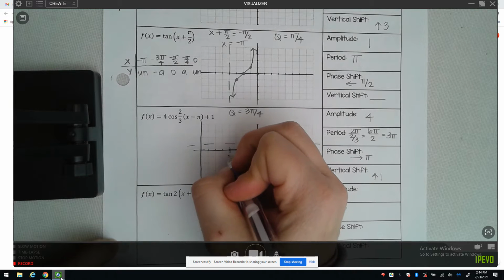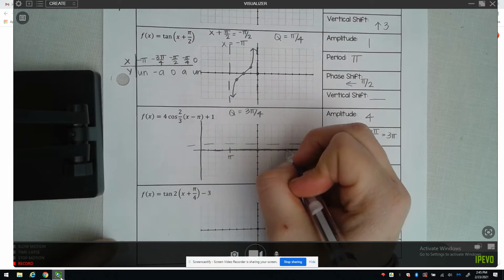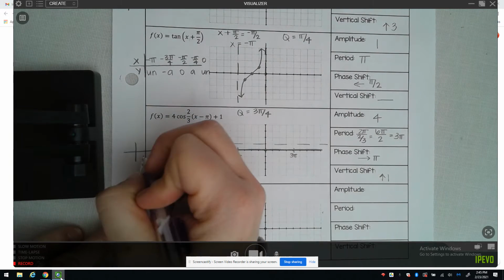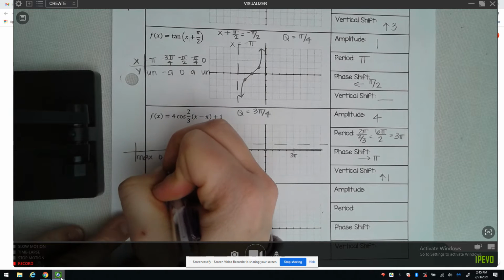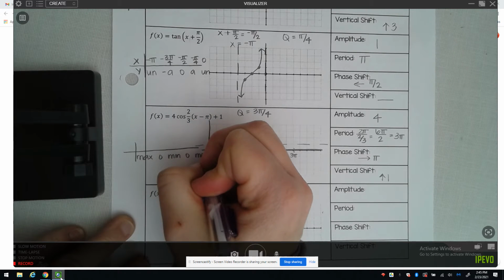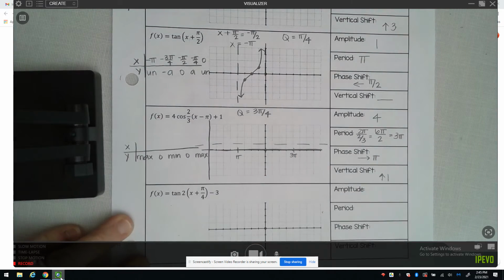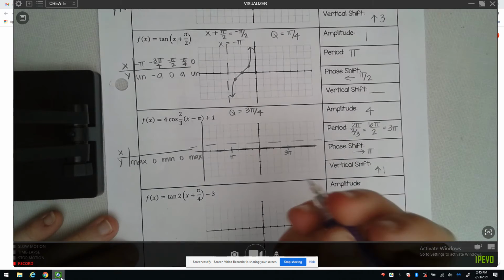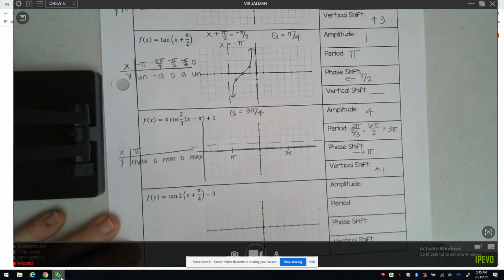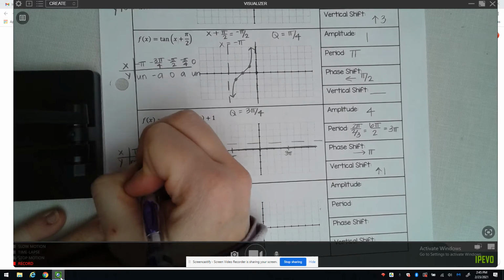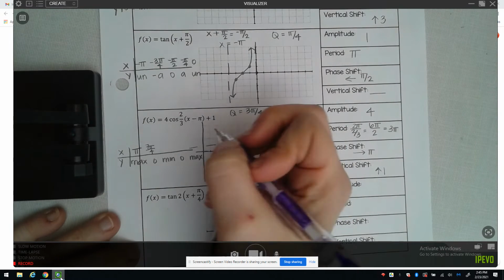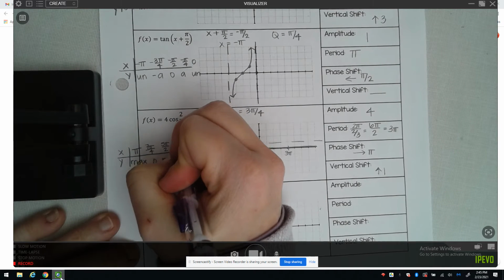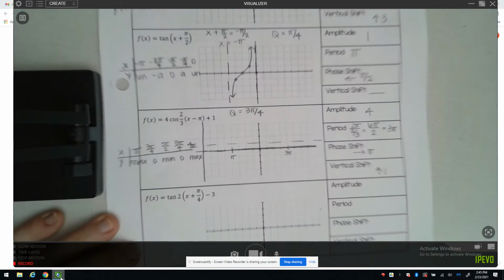Every 4 is a pi. So I'm going to do my little cheat: max, 0, min, 0, max. Now, for a cosine function, we usually start at 0, but I have a phase shift of right pi, so that means I'm going to shift it right pi units. I'm going to add 3 pi over 4, so this becomes 7 pi over 4, 10 pi over 4, which is 5 pi over 2, 13 pi over 4, and 16 pi over 4, which is 4 pi.